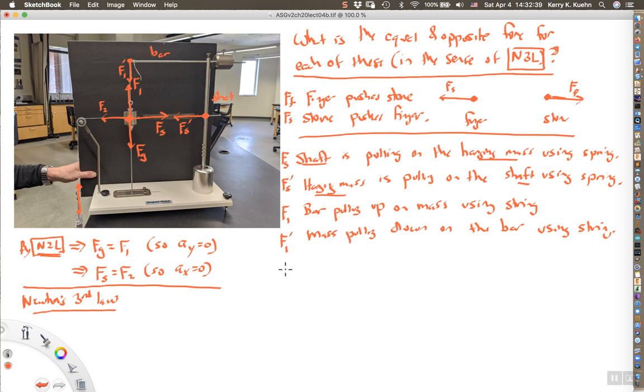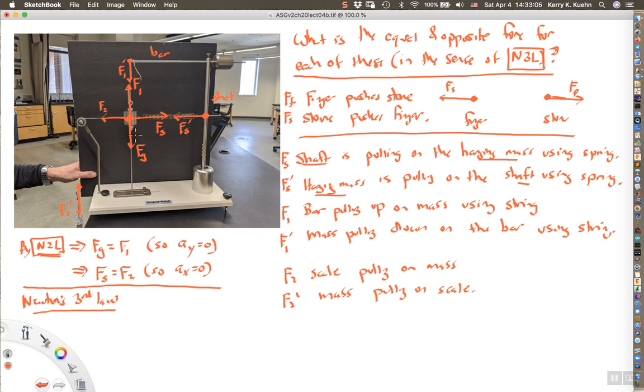So F2 is the scale pulling on the mass. And F2 prime, that's this one right here, F2 prime is the mass pulling on the scale.